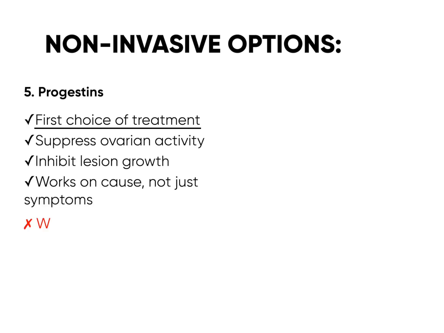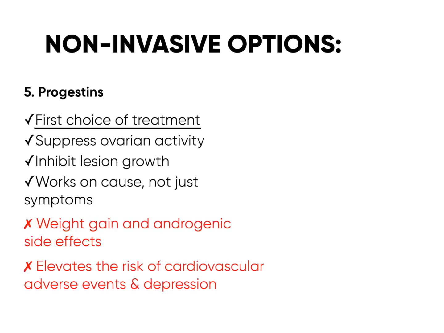Progestins should be the first choice of treatment. They suppress ovarian activity and inhibit endometriotic lesion growth. They work on the root cause, not just the symptoms. However, in high dose, they create weight gain and androgenic side effects. They elevate the risk of cardiovascular adverse events and depression.